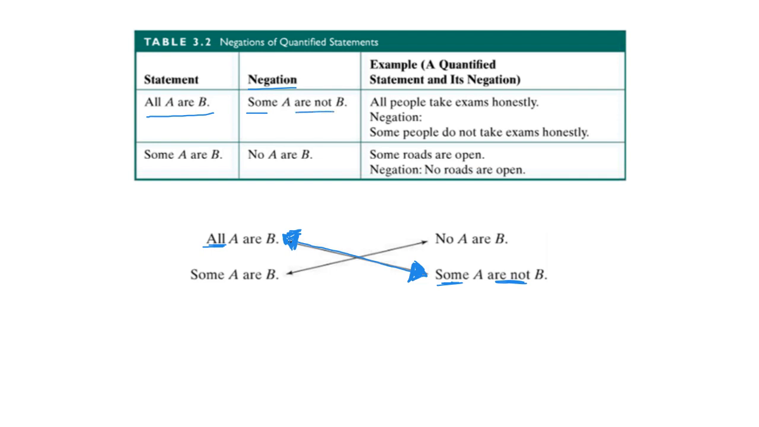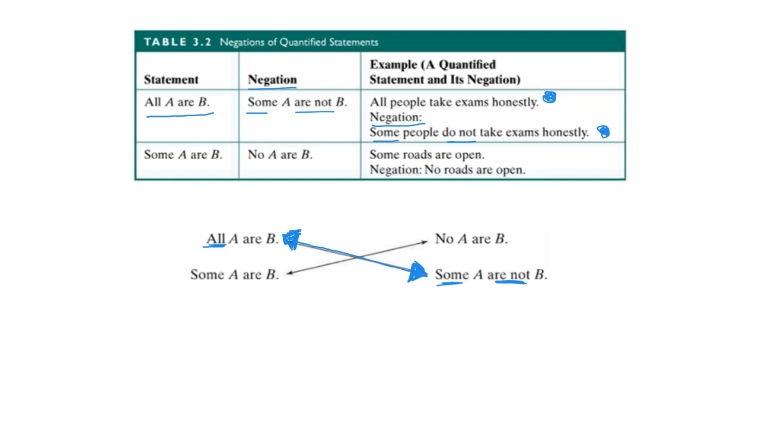And they have some examples here. All people take exams honestly. So I'm right here. Put this big circle. Then we're going to look at the negation, and it says some people do not. So some do not take exams honestly. So you can see that that is the negation.